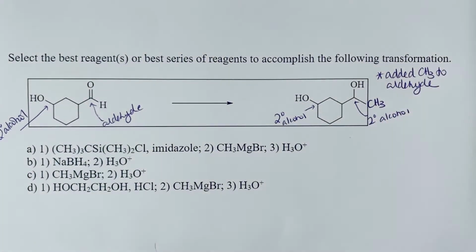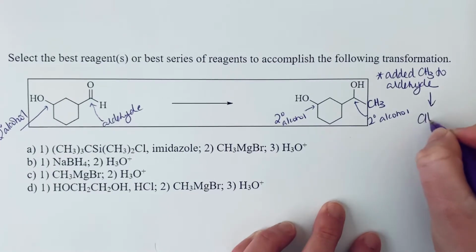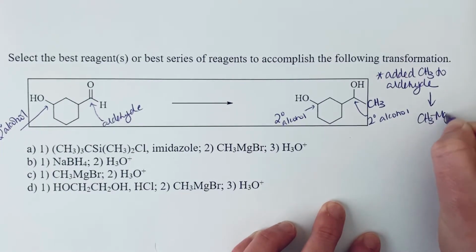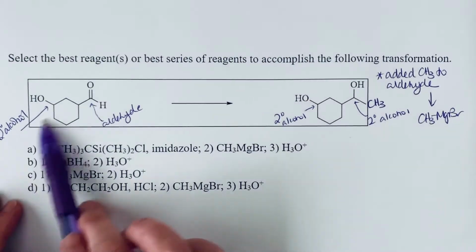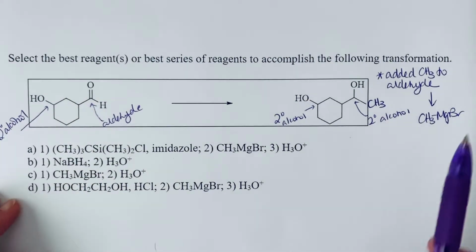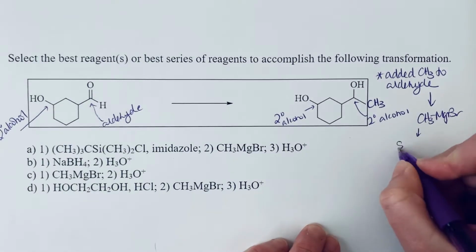And so we know that aldehyde carbon is electrophilic, so we need a nucleophilic carbon. So we should be thinking something along the lines of an organometallic reagent. So maybe something like methyl magnesium bromide, right? Because we could add that to the aldehyde and we would be able to get that secondary alcohol. We do need to look closely at this structure though.